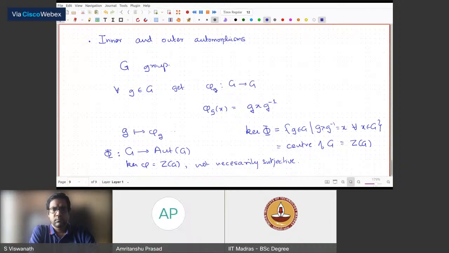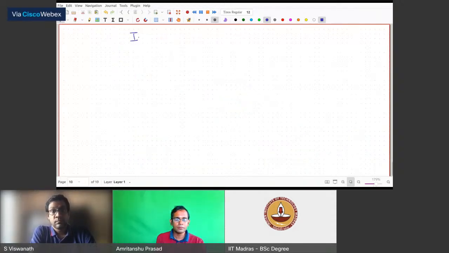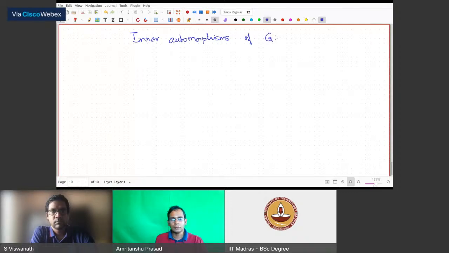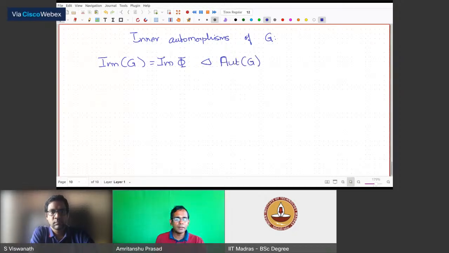However, the image of Phi is called the inner automorphisms of G, and it's denoted by Inn G, and this is a subgroup of Aut G. And in fact, it turns out to be a normal subgroup of Aut G. It's not difficult to prove, and you can form the quotient group Aut G mod Inn G, and this is called the group of outer automorphisms.